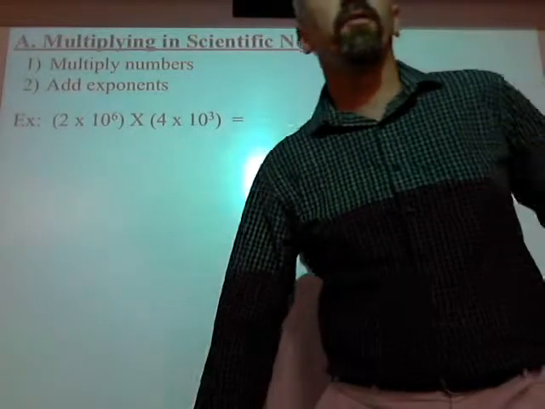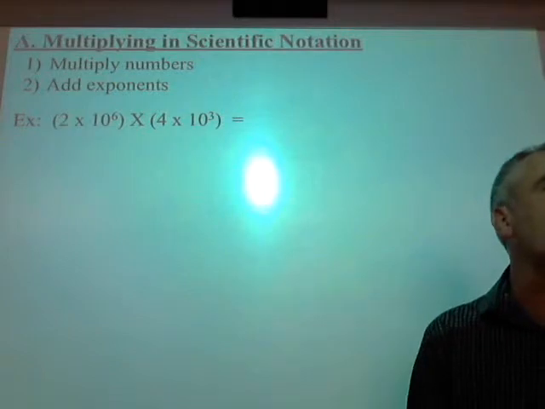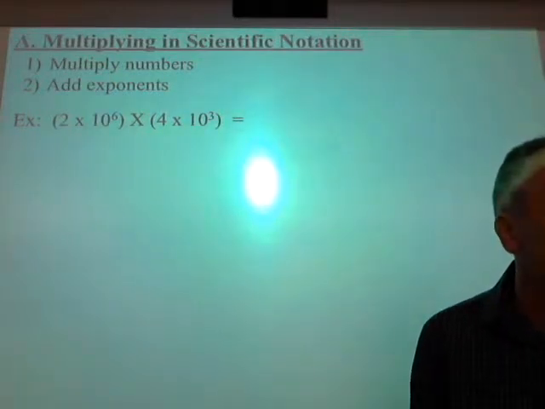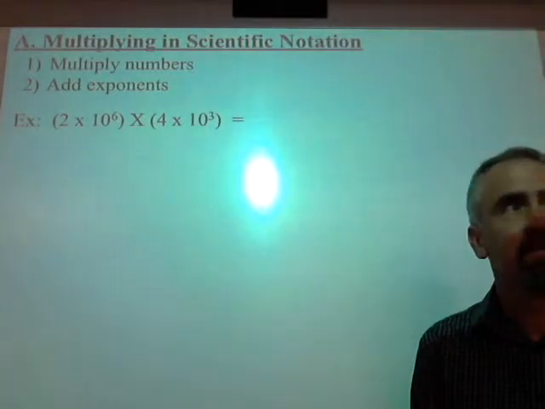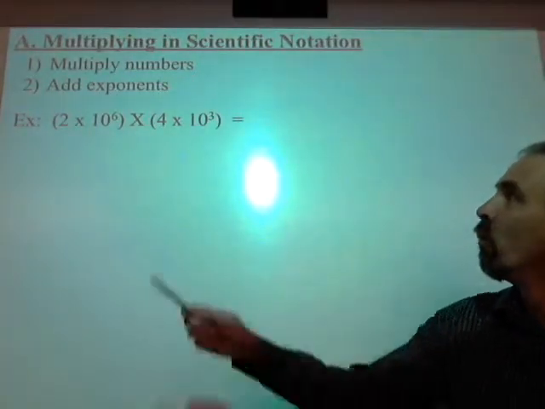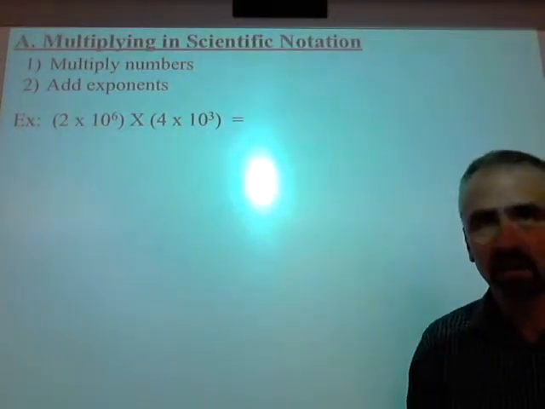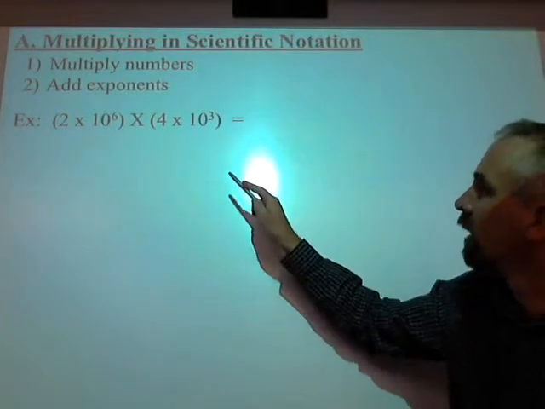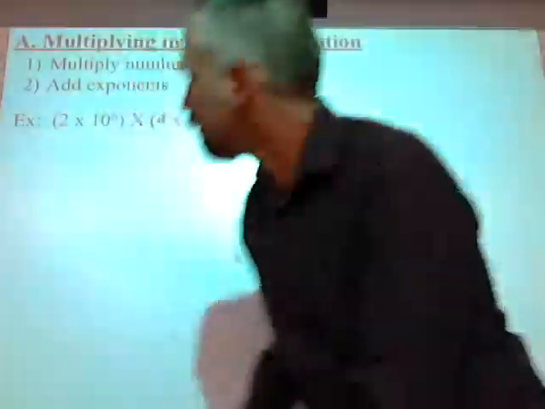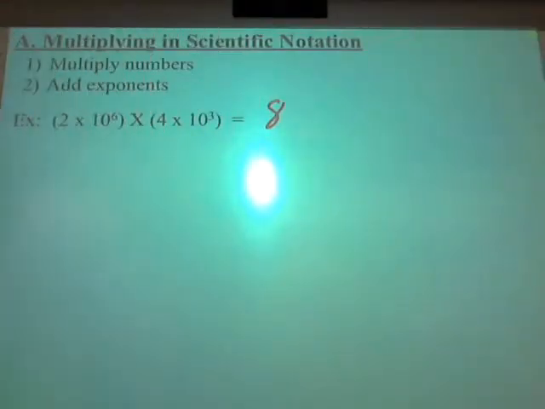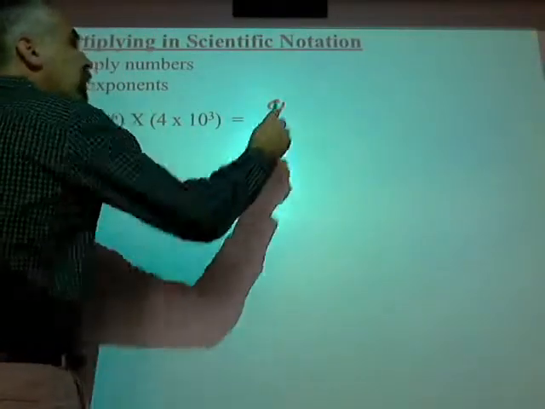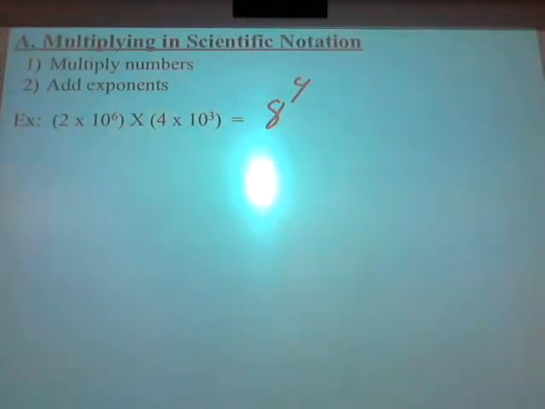All right, pretty easy problem. You do not need a calculator. Put it away. Do you really need a calculator for this? Look up here. What's 2 times 4? 8. Right? And what do I do with the exponents? You add them. So it's 8 to the 9th power, right?